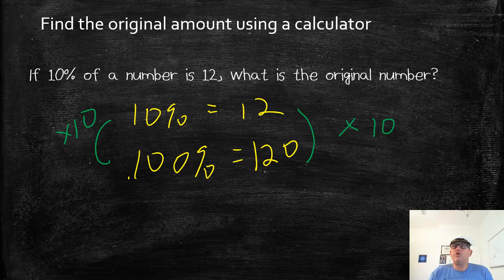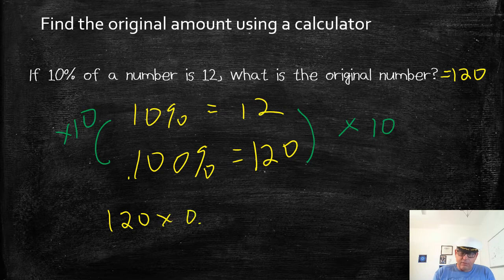So what is the original number? The original number is 120. Now if I find 10% of 120, times 0.1, that gives me 12. So again, that's a way you can check that your answer is correct. These we can do without a calculator. You can put them in your calculator if you're allowed, but these are the type of questions you'll see on non-calculator.